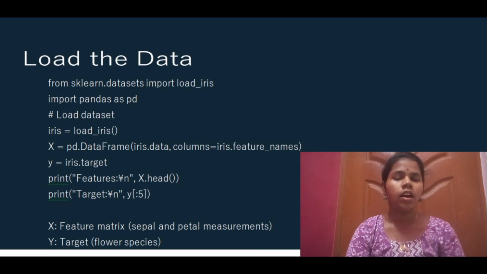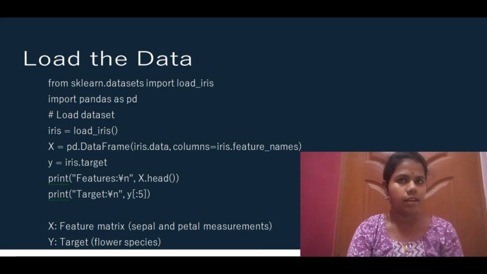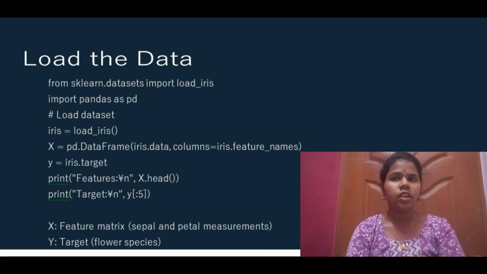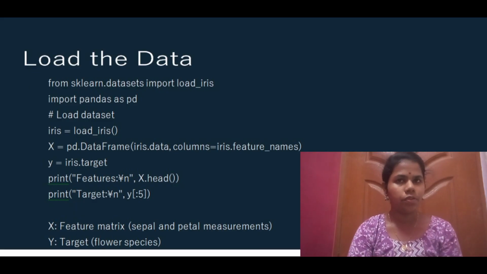The first line loads the iris data set, which is preloaded in scikit-learn. In the next line we are importing pandas. Pandas is used for data analysis and manipulation. In the next line we are loading the iris data set and storing it in the variable iris. In the third line, the result is a special Bunch object containing iris.data, the features, iris.target, the species labels, and iris.feature_names, the column names for the features.